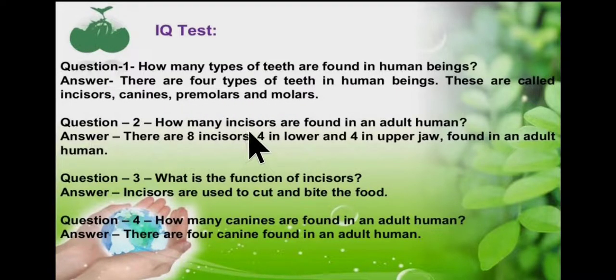Next, how many incisors are found in an adult human? Answer: there are 8 incisors, 4 in lower and 4 in upper jaw, found in an adult human. Next, what is the function of incisor? Incisors are used to bite and cut the food. Next, how many canines are found in an adult human? There are 4 canines found in an adult human.